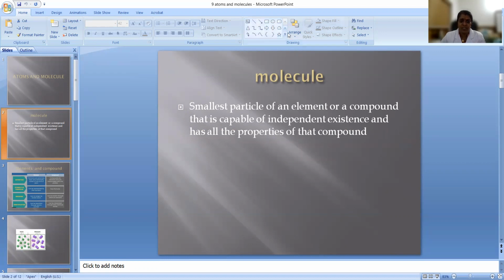So many molecules we have learned, different types of molecules, right? There are different types of molecules like O2, CO2, H2, all these are molecules. So what is the definition of a molecule? It is the smallest particle of an element or a compound that is capable of independent existence and has all the properties of that compound.